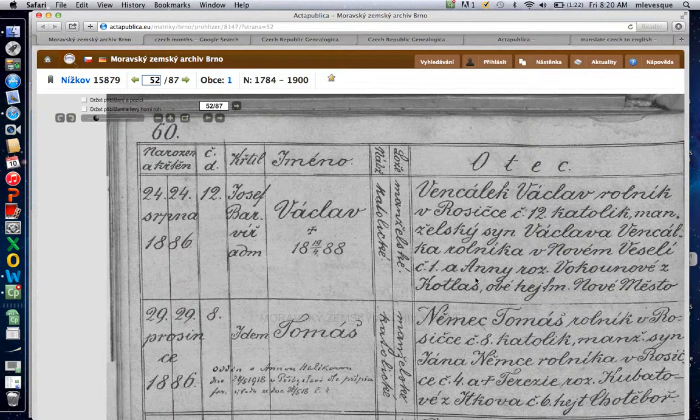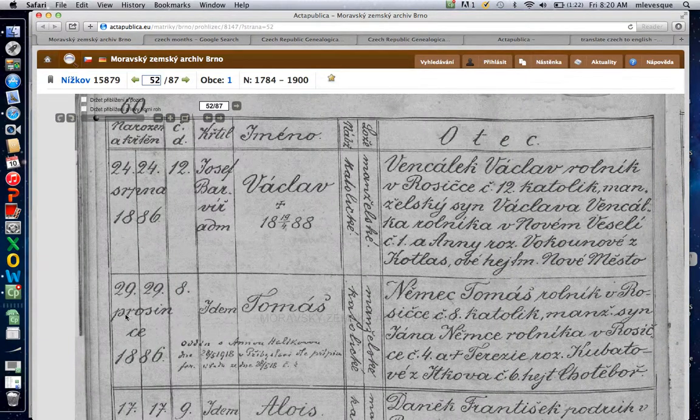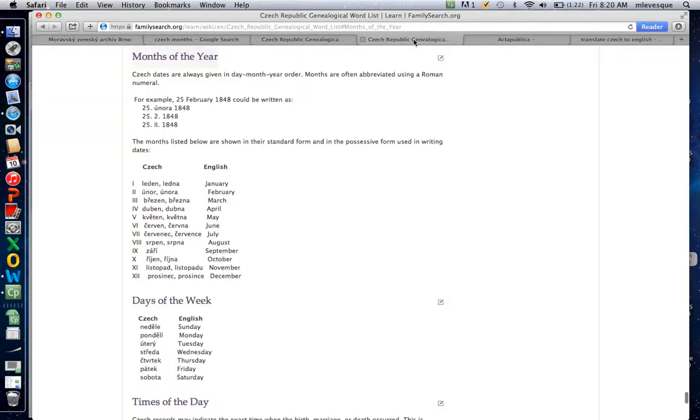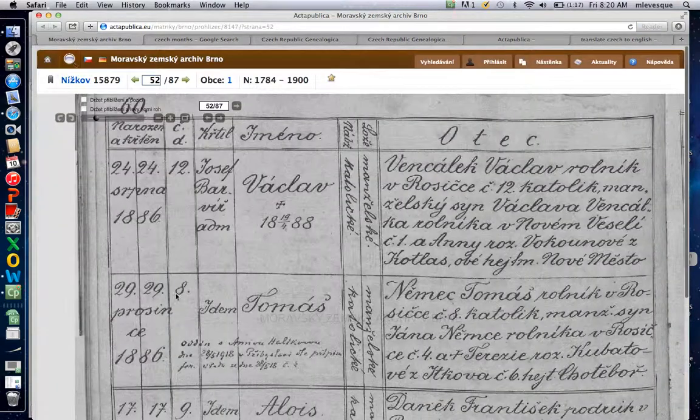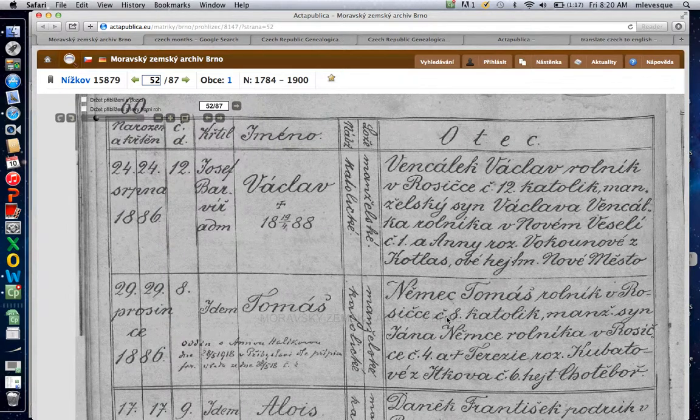With that in mind, let's go see how quickly we can read some of these other things. 29th of Prosinets is Prosinets. Which month are you? December? December, yes. House number 8, same priest, Edem, Tomasz, Odan. Here's where he married, and it gives the information about his wife. You gotta love those little hints like that. He's a Catholic, he's legitimate.